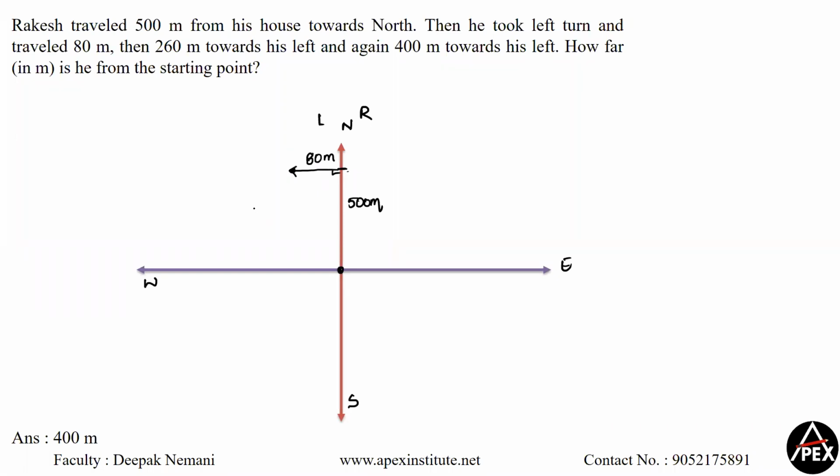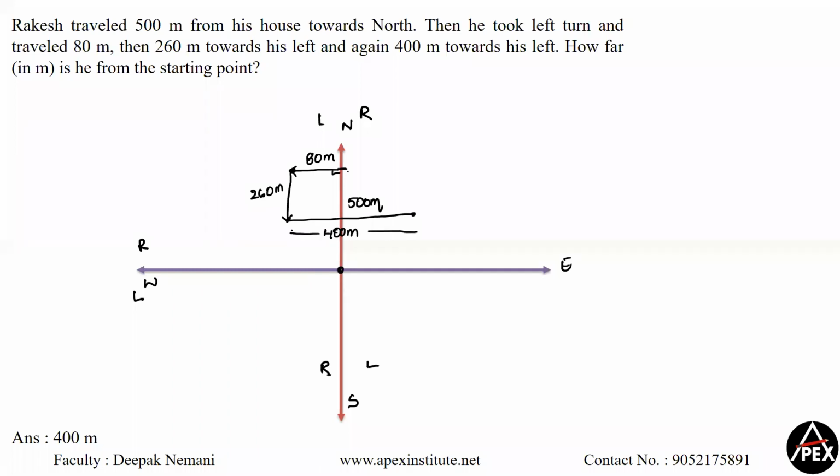Now what did he do? Now again, then 260 meters towards his left. Okay, now he is traveling in west direction. So this is his right and this is his left. So again, 260 meters towards his left. Okay, this is 260 meters. Now he is traveling in south direction. So this will be his left and this will be his right. And he has again taken a left turn. Okay, and he has traveled for 400 meters. Okay, so this total distance is 400 meters.